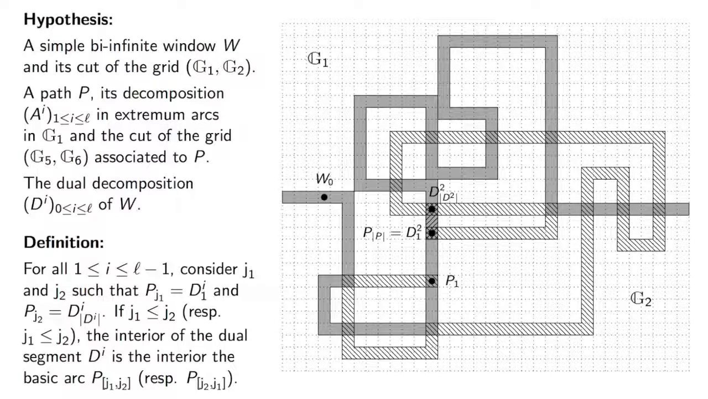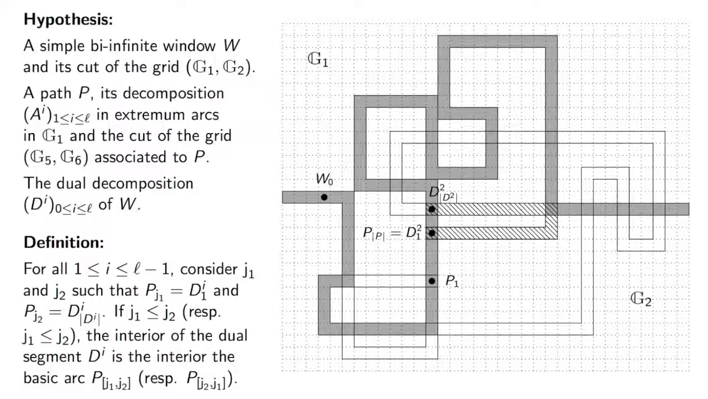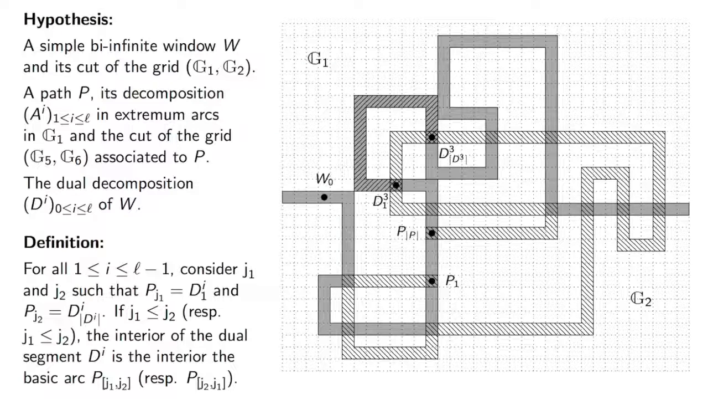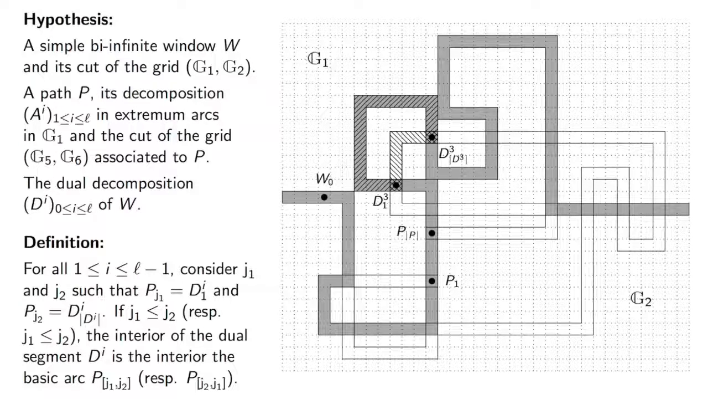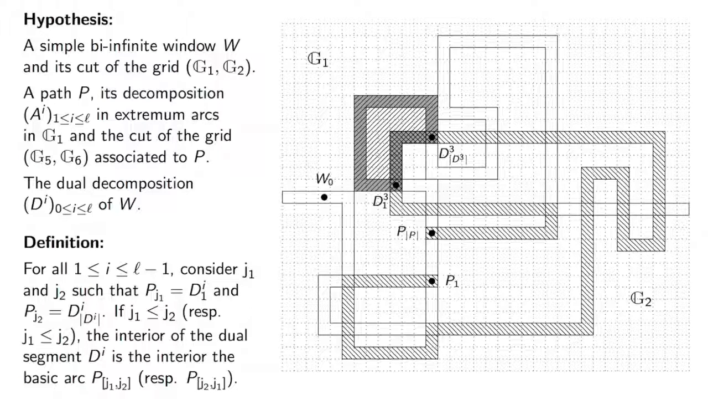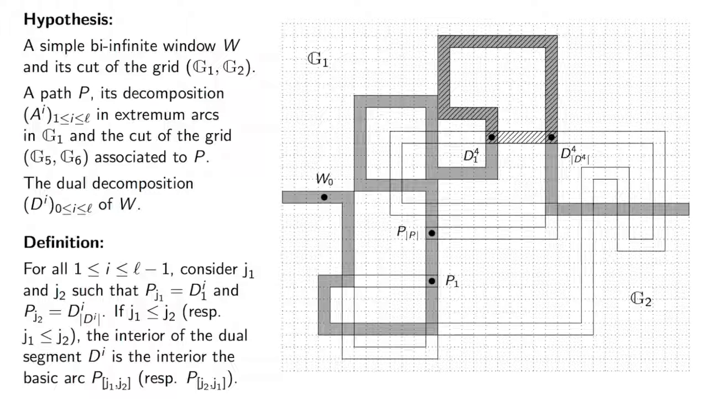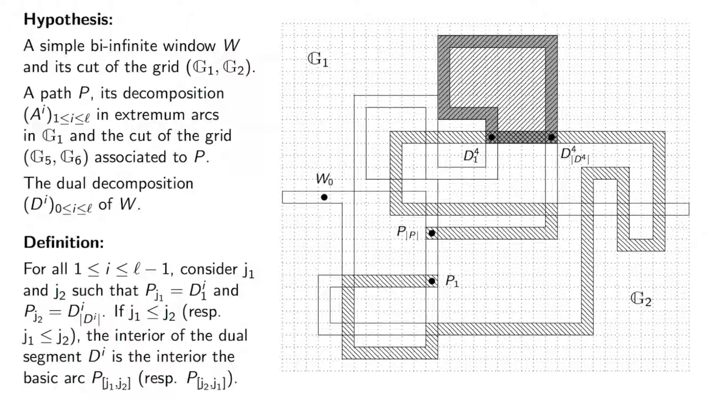Now we compute the interior of the dual segment D2. Here the basic segment of P associated to D2 is hatched, the path P is in white. Here the interior of D2 is hatched, its window is in gray. Now we compute the interior of the dual segment D3. Here the basic segment of P associated to D3 is hatched. Here the interior of D3 is hatched, its window is in gray. Now we compute the interior of the dual segment D4. Here the basic segment of P associated to D4 is hatched. Here the interior of D4 is hatched, its window is in gray.